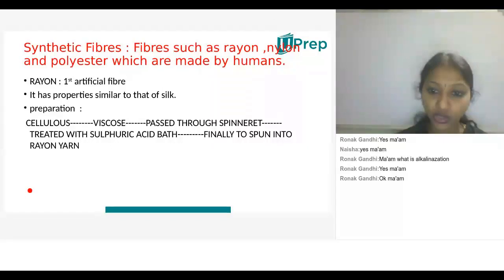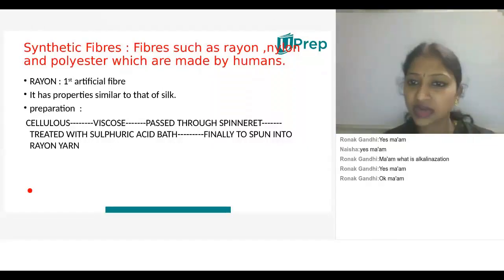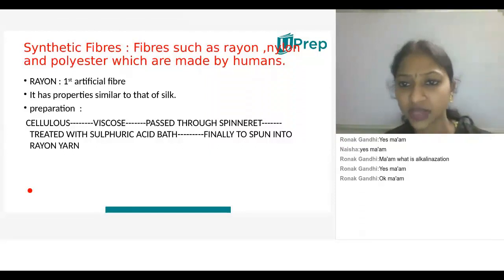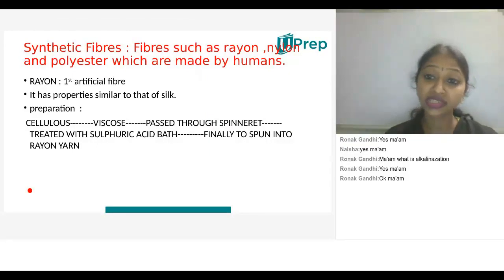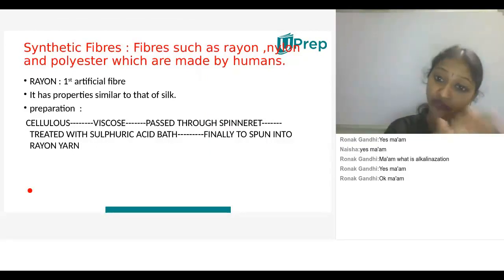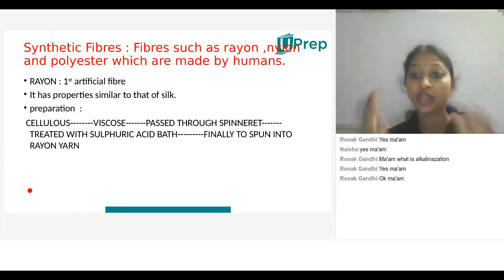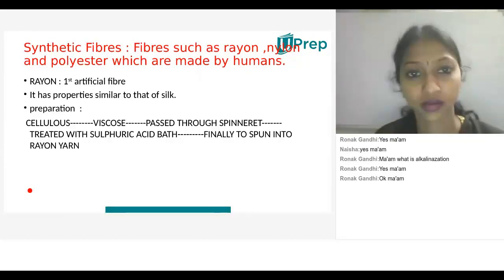That's why the threads, the yarn threads, the rayon threads are neutral in nature. We can't say that it's acidic or basic, because it is treated with a strong content of acid and in the same way a strong content of base. So definitely the thread will become neutral. Is it clarified, Ronald?